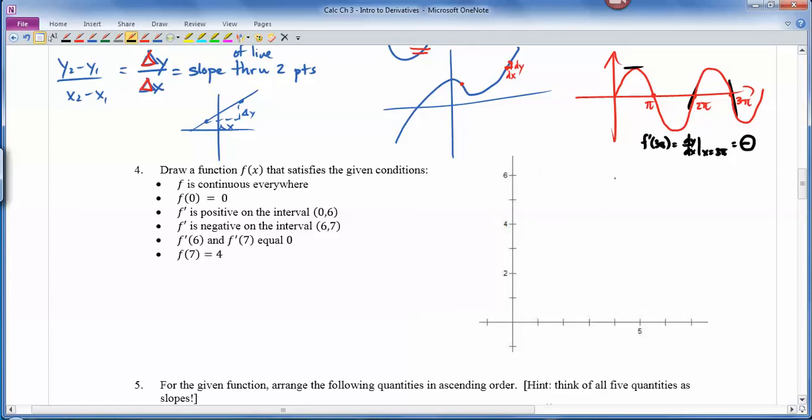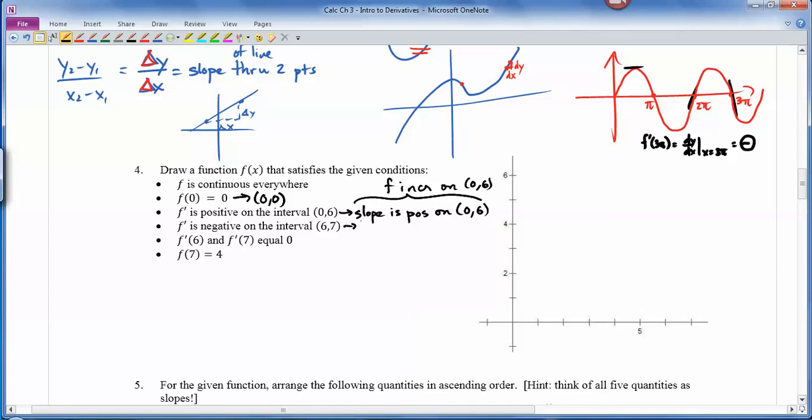Okay. So number 4, we're going to draw a function f that satisfies all these conditions. So first, it's got to be continuous everywhere. This part right here says it's got to go through 0, 0. F prime is positive, means slope is positive. Slope is positive on 0, 6, on that interval, which really means the same thing as f is increasing on 0, 6.